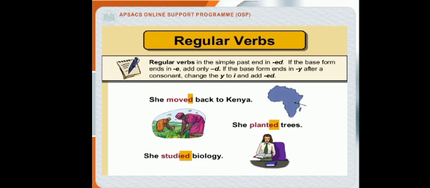Regular verbs in the simple past tense end in ed. Here you will see the example. She moved back to Kenya. Only we used ed with the verb and it becomes the past tense. She planted trees. She studied biology.